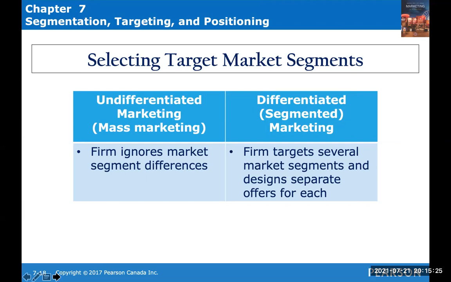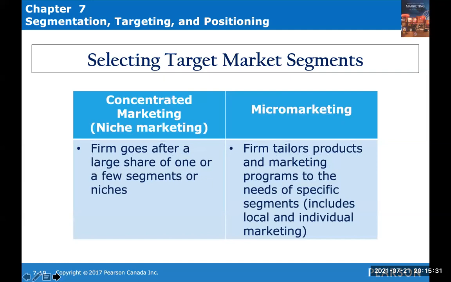Concentrated marketing, or niche marketing: the firm goes after a large share of one or a few segments or niches. As I said before, with niche marketing you really find the gap and go after it. And micro marketing: the firm tailors products and marketing programs to the needs of specific segments, and includes local and individual marketing.